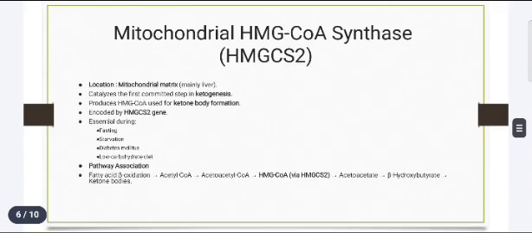Coming to the other isoform, which is mitochondrial HMG CoA synthase. It is located in the mitochondrial matrix of the liver. It catalyzes the first committed step in ketogenesis, that is, it produces HMG CoA used for ketone body formation. It is encoded by the HMGCS2 gene, and it is essential during fasting, starvation, diabetes mellitus and low carbohydrate diet. Coming to the pathway association, it is involved in beta oxidation of fatty acids.